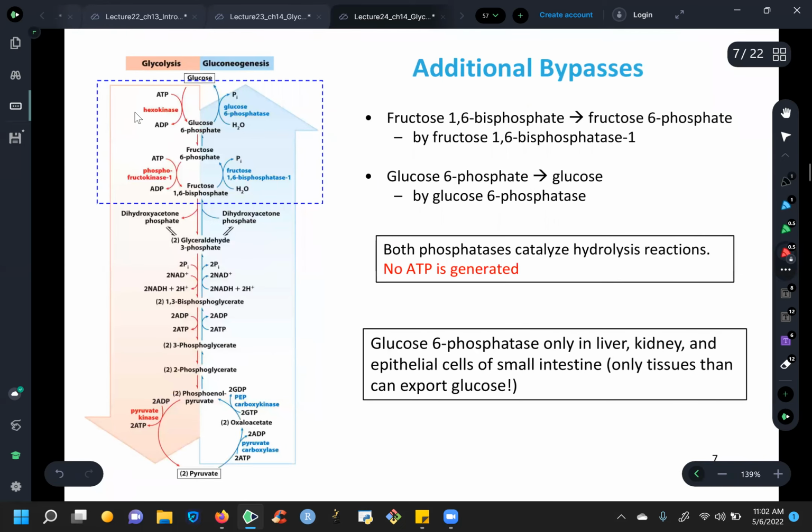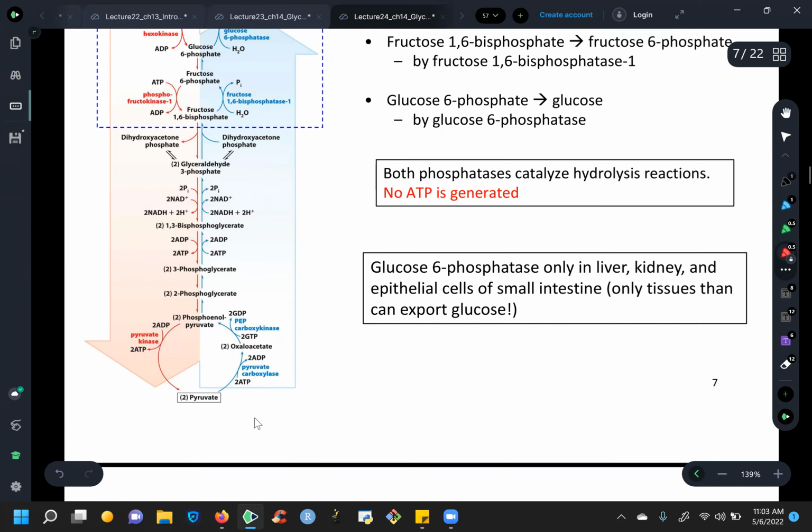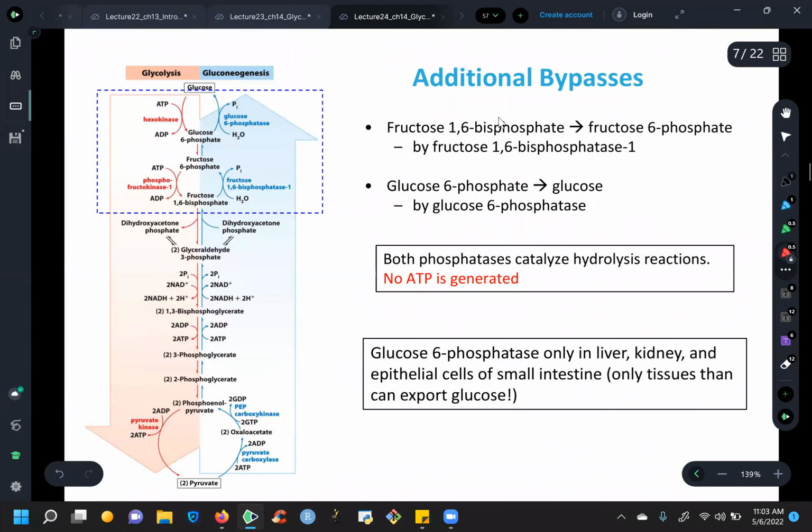Okay, this is reaction 1, and this is reaction 3, and this is reaction 10. So we just went over reaction 10 using pyruvate carboxylase and phosphoenolpyruvate carboxykinase. So we went over how gluconeogenesis has to use those two enzymes to bypass reaction number 10 and go from pyruvate to oxaloacetate to phosphoenolpyruvate. Okay, so now we're talking about additional bypasses.